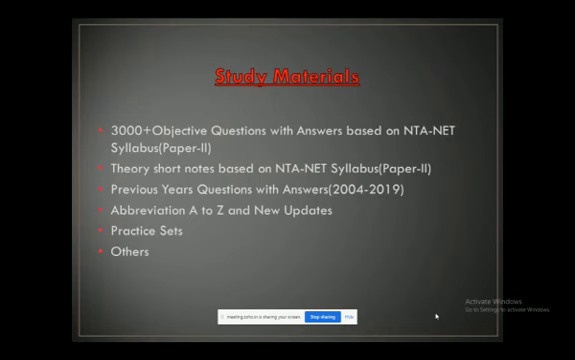The study materials of Online AimLIS: 3000 plus objective questions with answers based on the NTA NET syllabus Paper 2, theory short notes based on the NTA NET syllabus Paper 2, previous year's questions with answers from 2004 to 2019, abbreviations A to Z and new updates, practice sets and others.